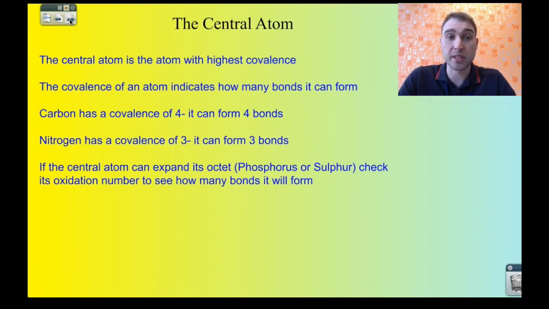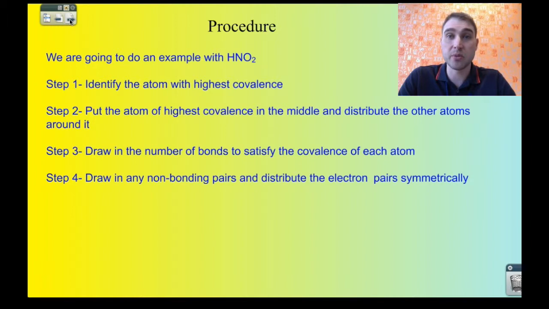If the central atom can expand its octet, you need to check the oxidation number first, and that will tell you how many bonds it can form. So we're going to do an example with HNO2. We're going to identify the atom that has the highest covalence, put it in the middle and distribute the other atoms around it symmetrically. Then we draw in the number of bonds to satisfy the covalence. That might change our shape. Then we draw in any non-bonding pairs of electrons, and distribute the electron pairs symmetrically, and that will give us our shape.